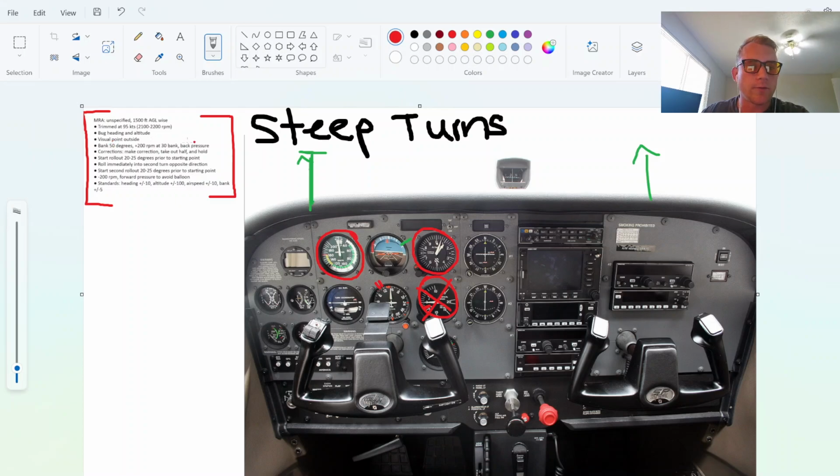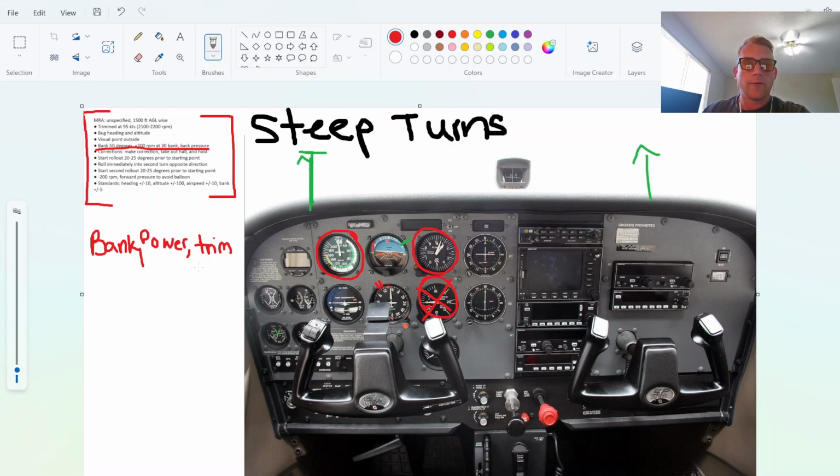I have another little trick for you guys that I like to do. This is one of the things that one of my instructors taught me, but it is bank, power, and then trim. I'm using a mouse, so. What do I mean by that? See this step right here? When it says bank 50 degrees, 200 RPM, at 30 degrees bank, add back pressure. That's one way to do it.